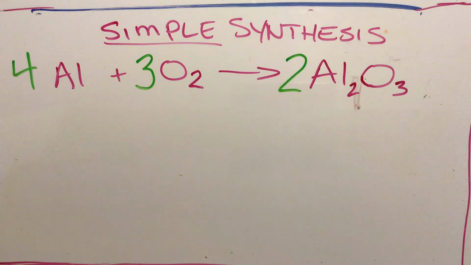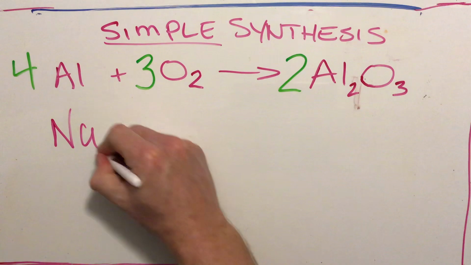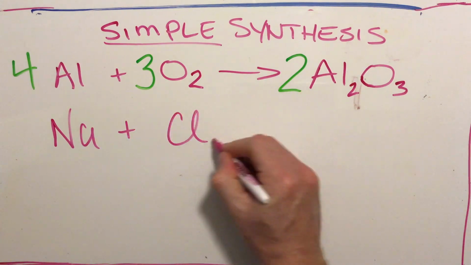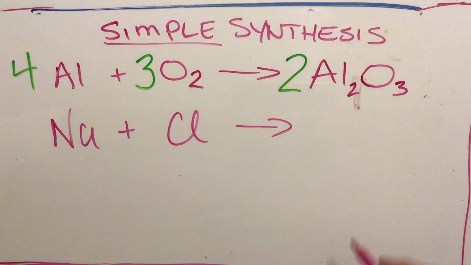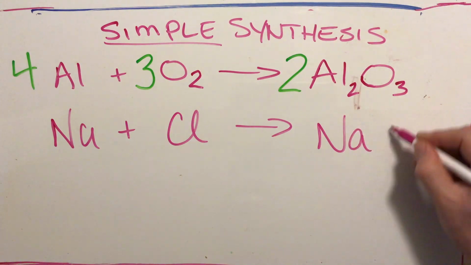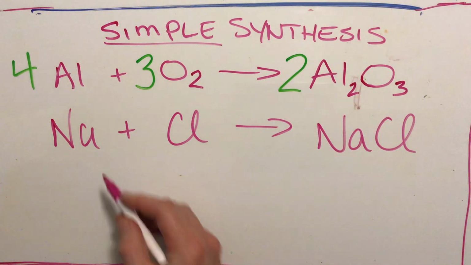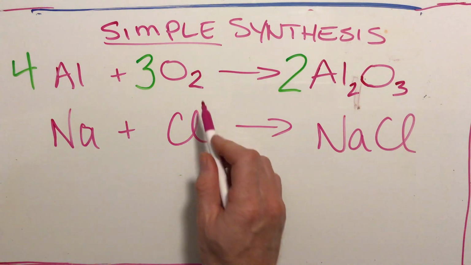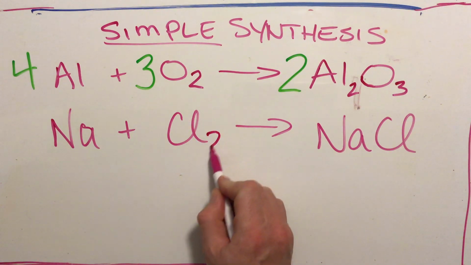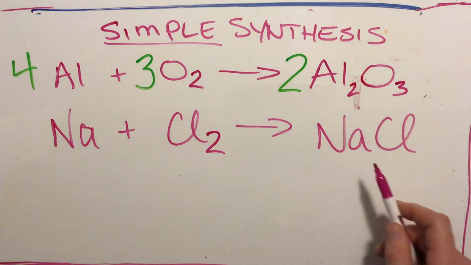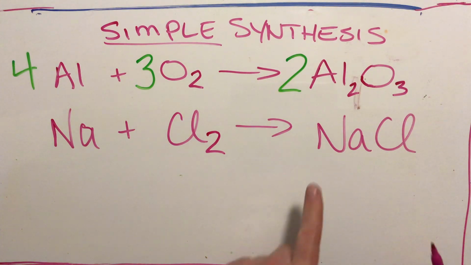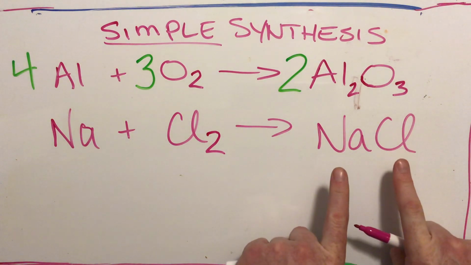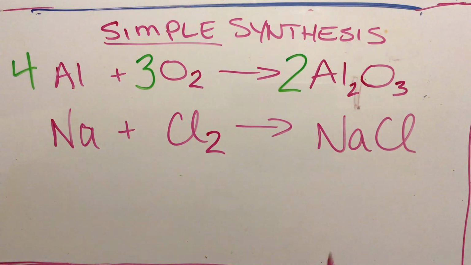Our second example of a simple synthesis is Na plus Cl, and that's going to make NaCl. Now let's check our formulas. Metal by itself, that's fine. Cl though, it's like oxygen. It's going to be a diatomic gas, and NaCl. Na is a 1, Cl is a 1, that's fine. So that formula is okay.